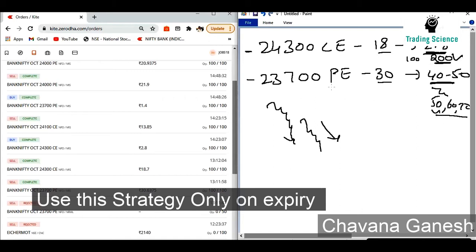At this time, how to manage? I exited this position exactly at 2.8, you can see here 2.8. At the same time again I took, let me clear this.